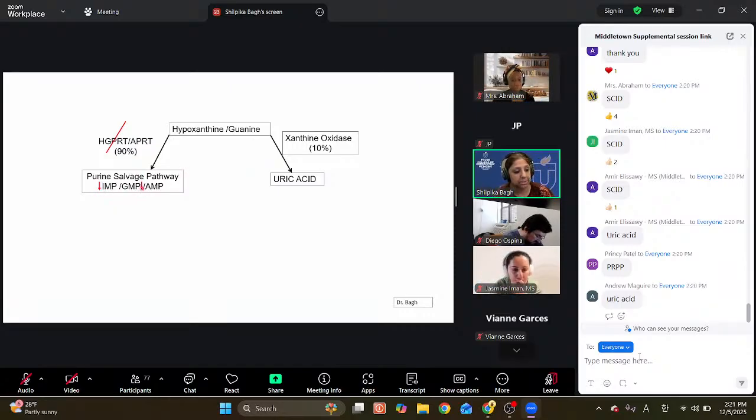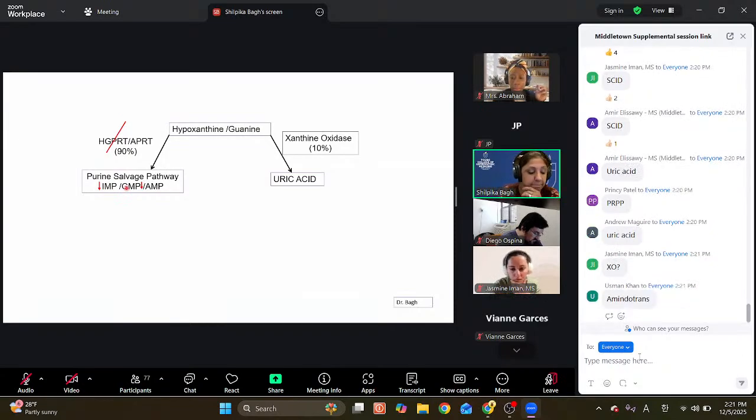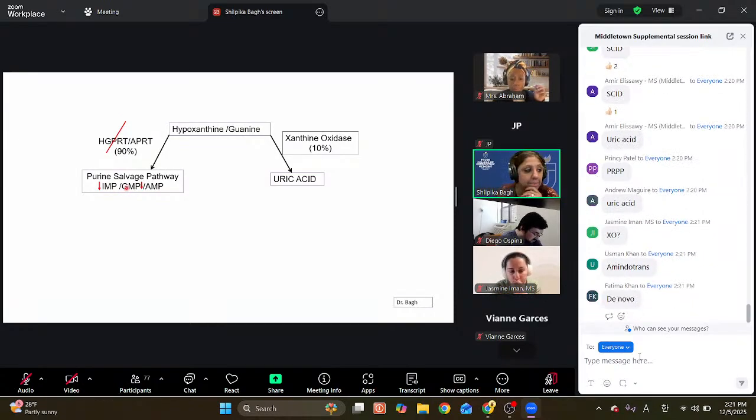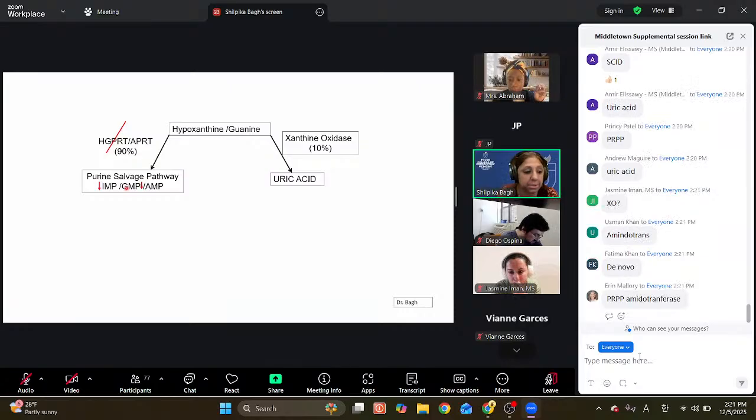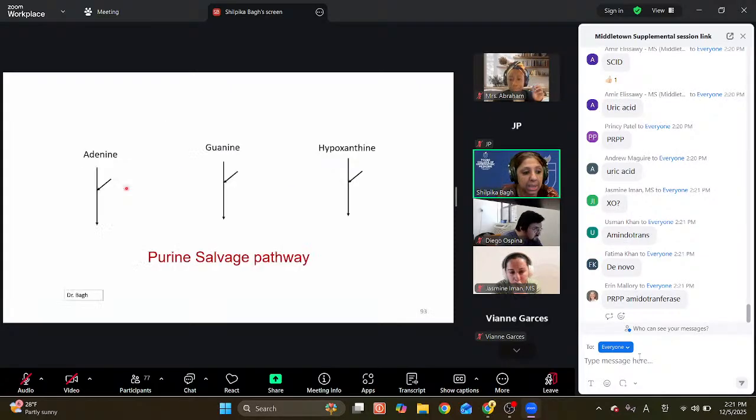Also, another reason why when salvage is defective there is an increase in uric acid: when salvage is defective and these intermediates go low, GMP, AMP, IMP, what enzyme will turn on big time? PRPP aminotransferase. Either way, you will have high uric acid in patients with HGPRT or purine salvage pathway defect.